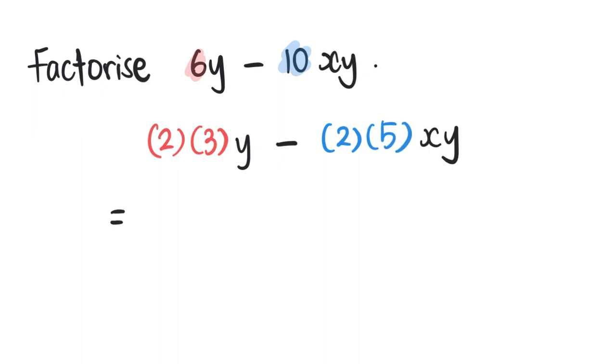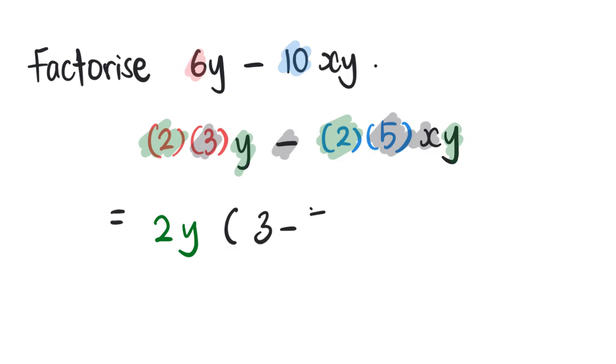And now is the time to identify the common factor. I see a common factor 2, I extract it out. I see a common factor y, I also extract it out. And I'm left with 3 minus 5x. And we have successfully factorized this expression.